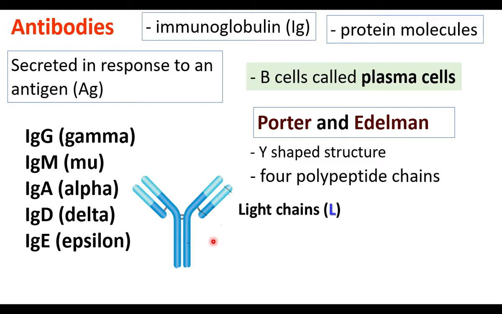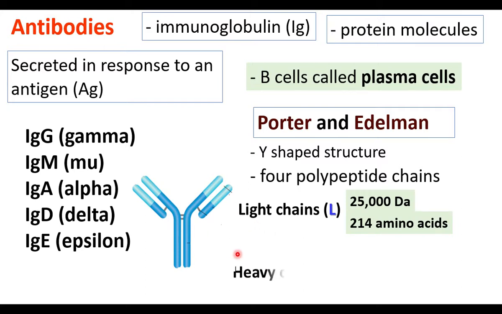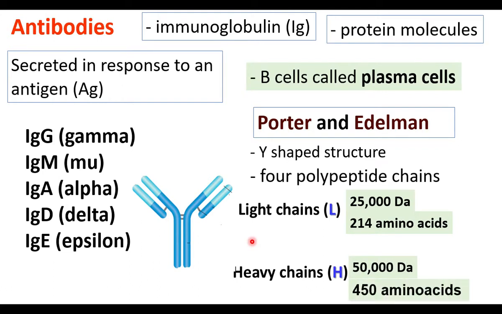The heavy chains and light chains differ in their molecular weight and number of amino acids. The light chain has a molecular weight of 25,000 Dalton. It has 214 amino acids. And the heavy chain, H, has a molecular weight of 50,000 Dalton. It is made up of 450 amino acids. The molecular weight of the light chain is 25,000 Dalton, and of the heavy chain 50,000 Dalton. Light chains are made up of 214 amino acids. Heavy chains are made up of 450 amino acids. There are 4 polypeptide chains.